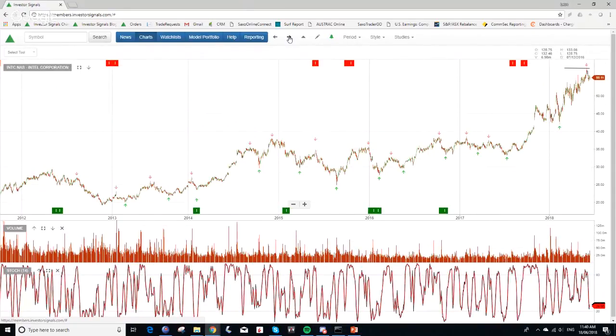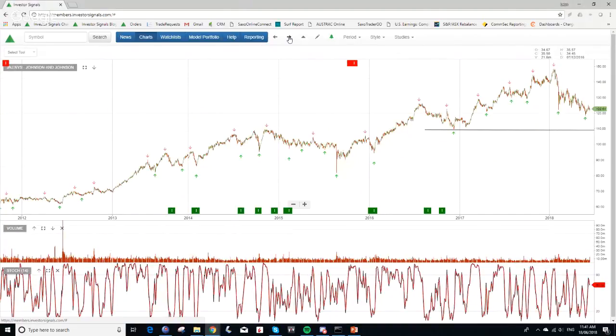Intel, so generally, globally, any of these chip companies have done extremely well, and Intel is probably the market leader in that regard. But it is under an algorithm sell signal at the moment, so not in the model.